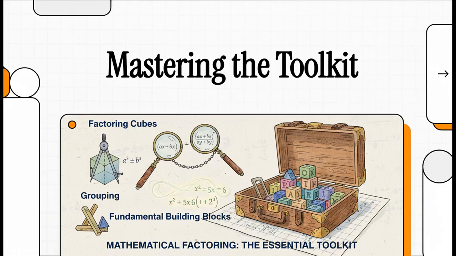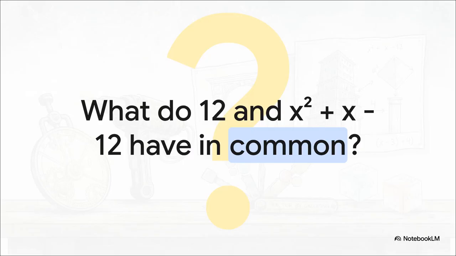So, let's get started. Let's start with a question. Just look at these two things for a second. You've got the number 12, simple, you've known it your whole life, and then you've got this polynomial, which might look a little more complicated. So what on earth could they possibly have in common?